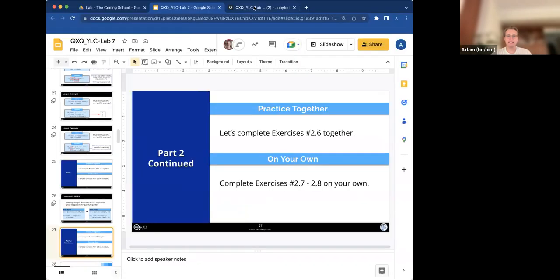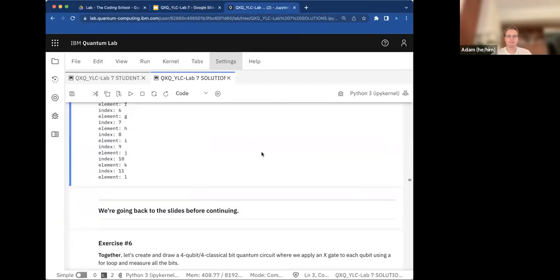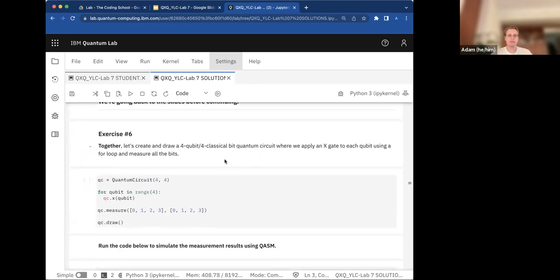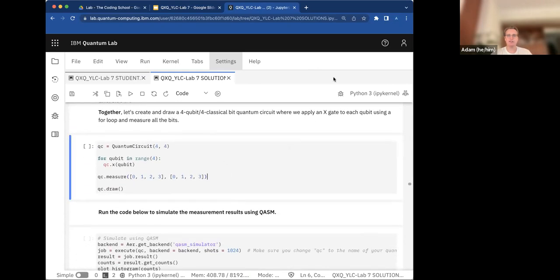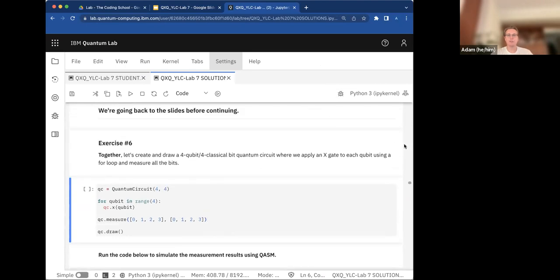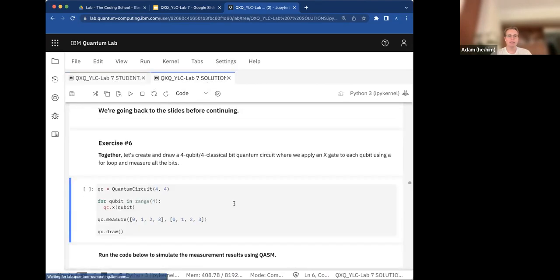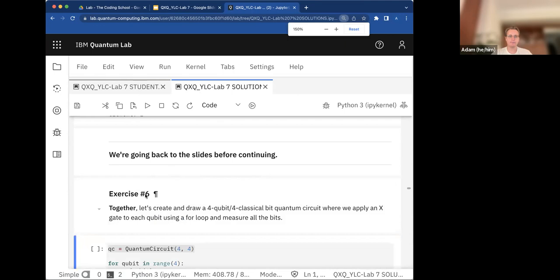So let's go through one of these together and then we can practice. So exercise 6, let's do this together and then you can practice. So we want to create and draw a 4-qubit, 4-classical bit quantum circuit where we apply an X gate to each qubit using a for loop, and we measure all the bits. Sorry, I'm showing the solutions, but I guess I'm going to walk through them anyway. So let's walk through what the solution looks like here.